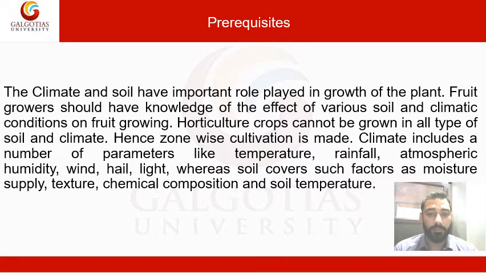Climate includes a number of parameters like temperature, rainfall, atmospheric humidity, wind, hail, and light, whereas soil covers such factors as moisture supply, texture, chemical composition, and soil temperature. So a particular crop should be grown only in that particular region where the climate is suitable.